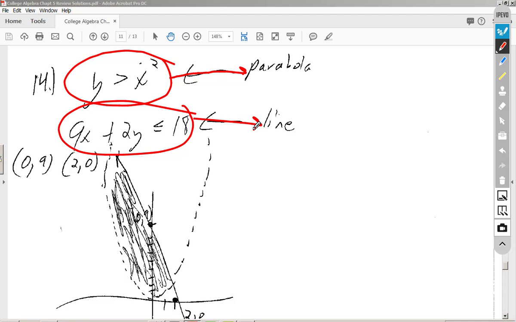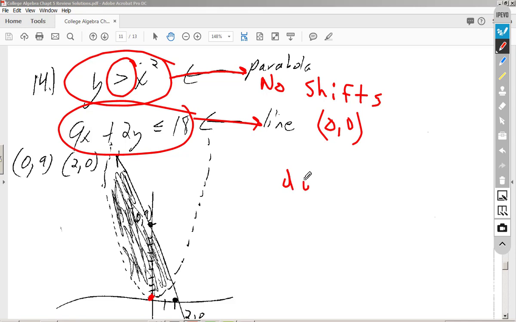So now to graph my parabola, I check to see if it has shifted at all. There are no shifts happening here. So since there are no shifts, all I have to do is go to the vertex, which would be at 0, 0. So here I go to 0, 0. And then I check to see if it's a solid or dotted line. Right here tells me that it's going to be dotted. So I've got a dotted parabola, and so I go ahead and dot it.